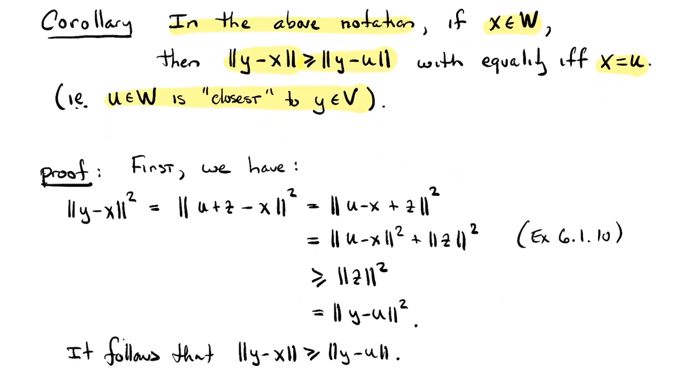Let's take a look at the proof of that. So using the statement of the theorem to set the notation up, if I grab that x in W and I look at the square of the distance between y and x, well, y is certainly equal to u plus z. So I do a little bit of algebraic manipulation there. u and x are both elements of W, so their difference is an element of W, so it's perpendicular to z. So the Pythagorean theorem, it's an exercise: if two vectors are orthogonal, then the square of their length is the sum of the squares.